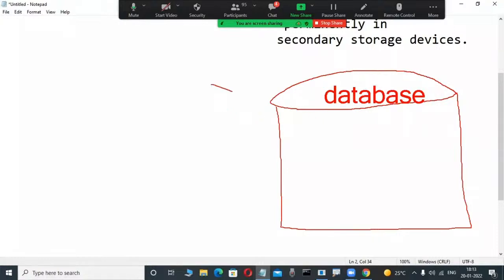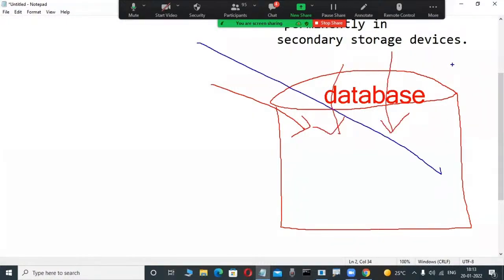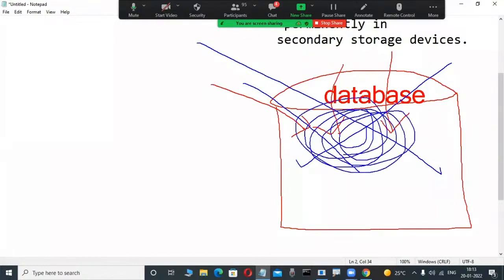Suppose we think we are storing a random collection of data. That is absolutely wrong. Actually, databases like Oracle, SQL Server, DB2, Sybase, Informix, Ingres and Teradata do not store a random collection of data. These databases only store a structured collection of data.